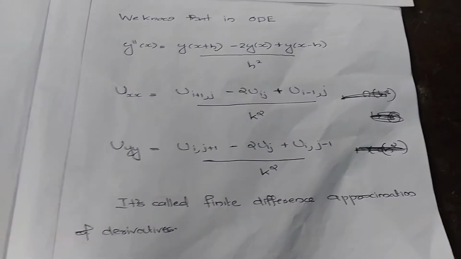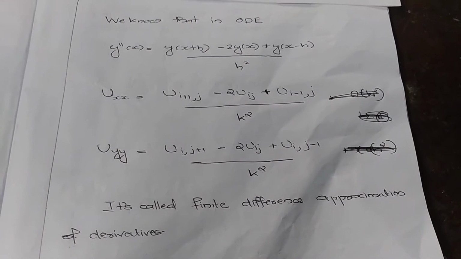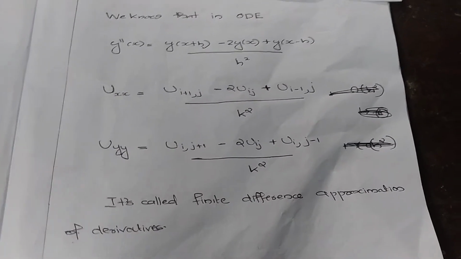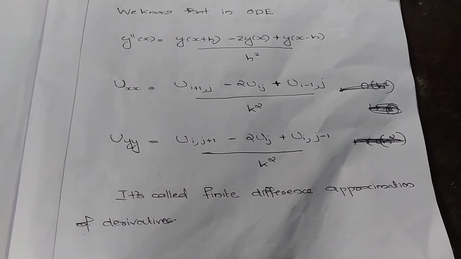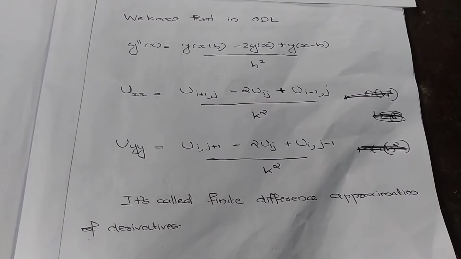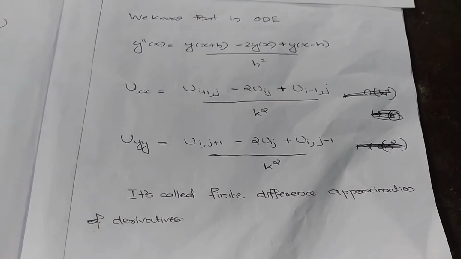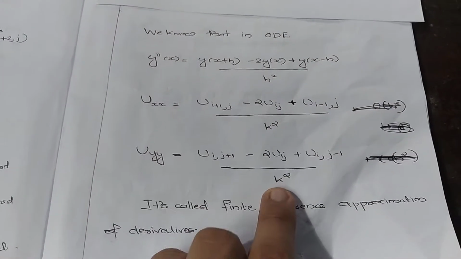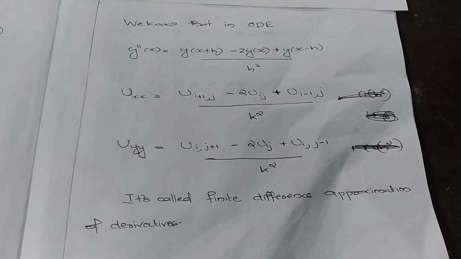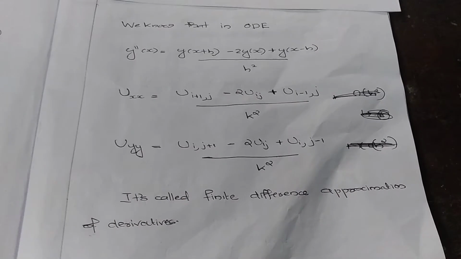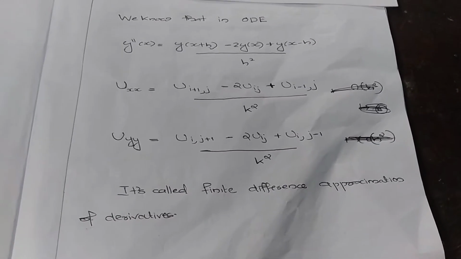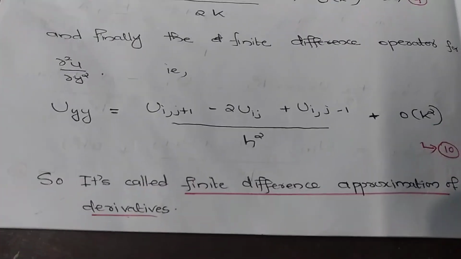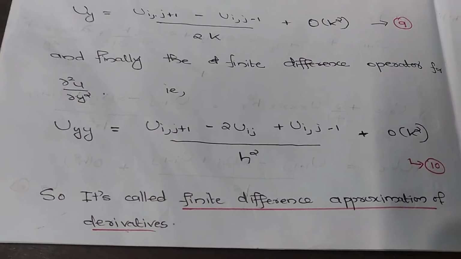We also know that in an ordinary differential equation, y double dash of x is equal to y of x plus h minus 2y of x plus y of x minus h by h square. But in partial differential equations, we can write it as u(i+1,j) minus 2u(ij) plus u(i-1,j) by h square, and here it is k square. It is called the finite difference approximation of derivatives. We don't consider the error terms.